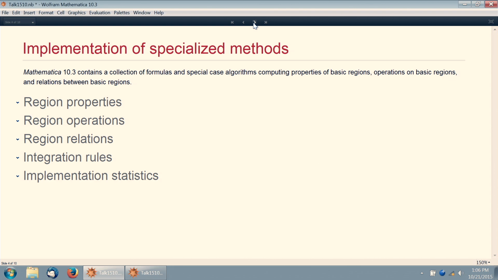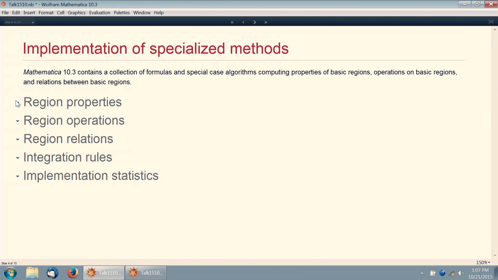So, how is the implementation of specialized methods done? Basically, we have a collection of formulas or special case algorithms for computing with basic regions. So we can compute properties of special regions, operations on basic regions, and relations between basic regions.